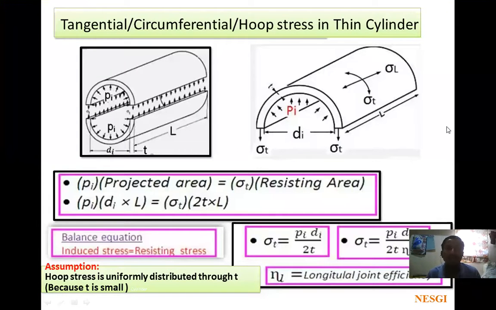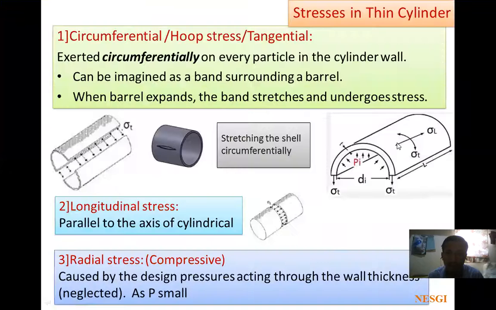Okay, so next, everyone has understood about these three types of stresses. First, circumferential stress. It is very important to understand this. Circumferential stress always acts in the circumferential direction of the cylinder, and it is denoted by sigma t. Because of this type of stress, fractures are going to occur, that means this type of failure is going to occur in the cylinder.